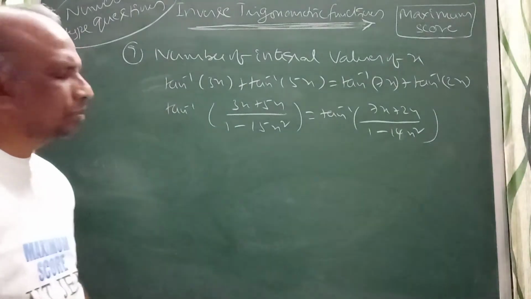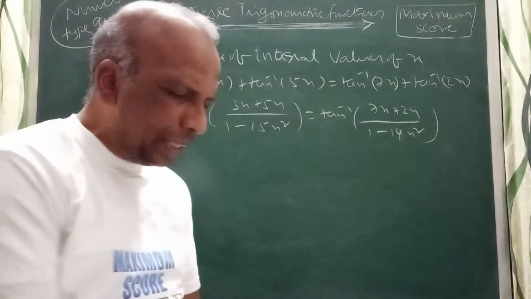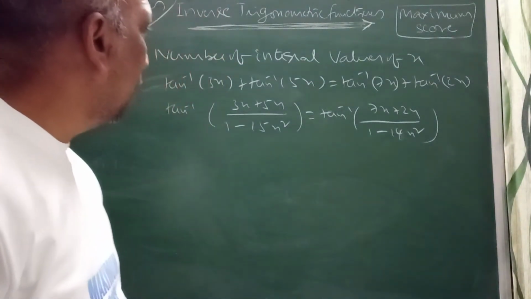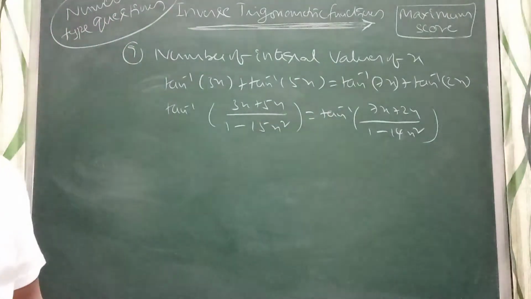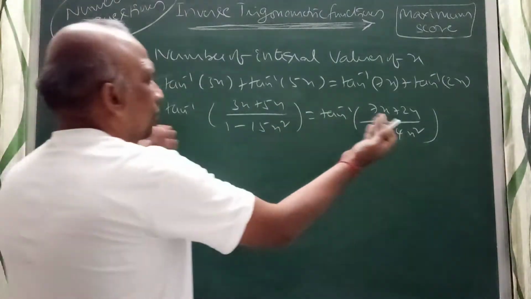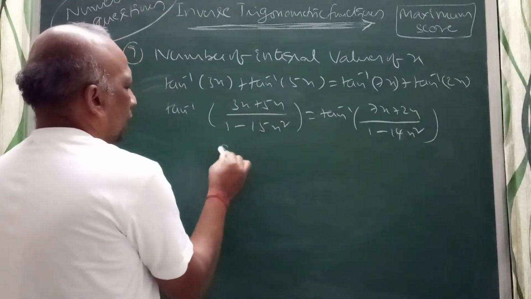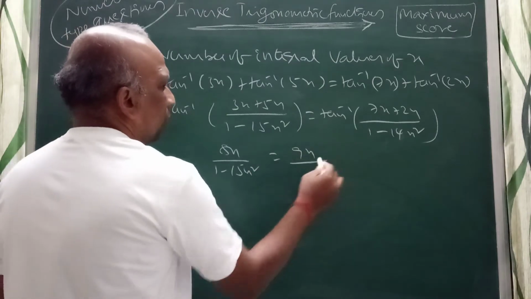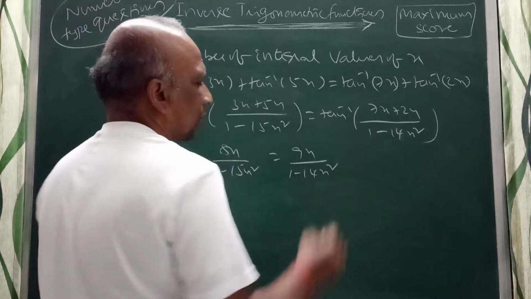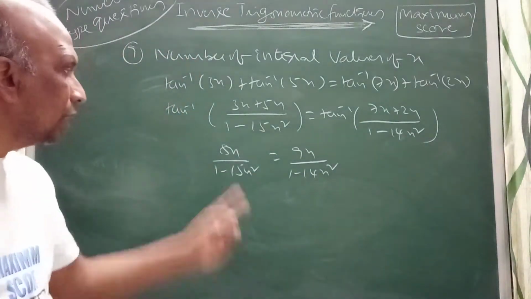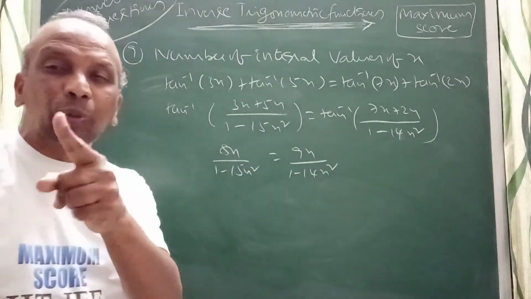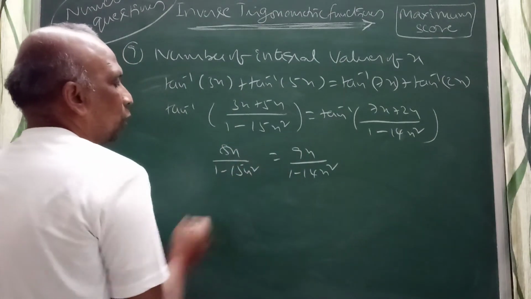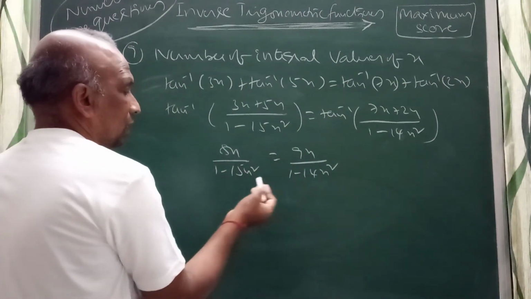I will take the given problem, tan inverse of 3x plus 5x only, as they are given. If I equate this, I will get 8x by 1 minus 15x square equals 9x by 1 minus 14x square, right? You can observe here, x equal to 0 satisfies this. That is one integral value. So before cancelling x, you can consider x equal to 0 as one of the solutions.